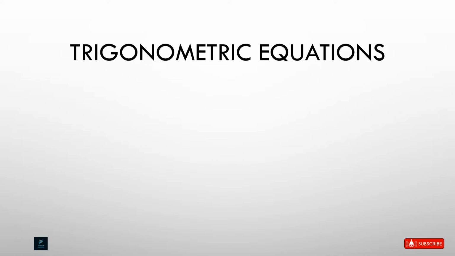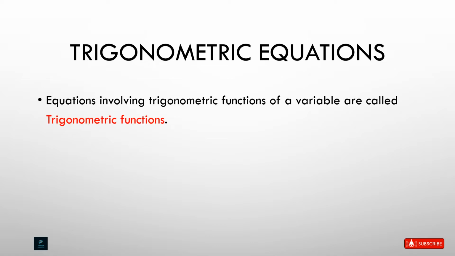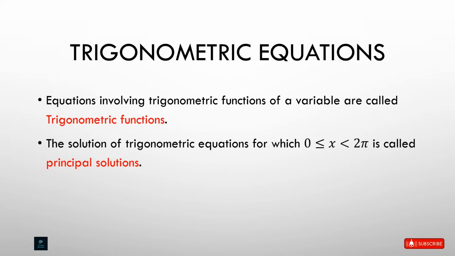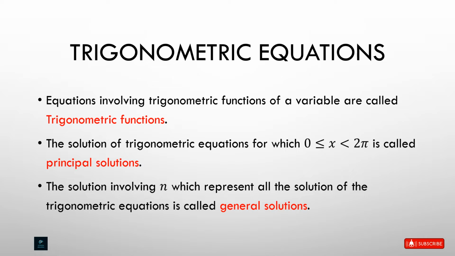The last topic of this chapter is trigonometric equations. Trigonometric equations are equations involving trigonometric functions of a variable. The solution of trigonometric equations for which x is between 0 and 2 pi is called principal solution, and the solution involving integer n, which represents all the solutions of trigonometric equations, is called general solution.